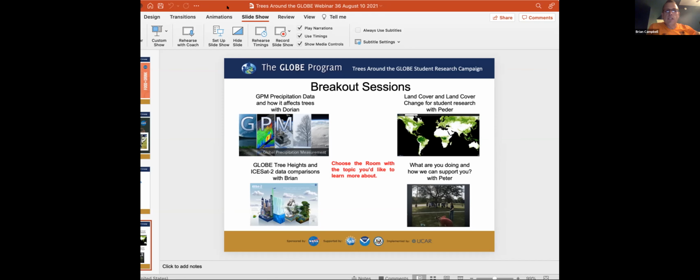But here are the breakout sessions again. GPM precipitation data and how it affects trees, that's with Dorian. Land cover and land cover change for student research with Peter Nelson. What are you doing, and how can we support you, with Peter Falcon. And GLOBE tree heights and ICESat-2 data comparisons with me. So this is what you're going to choose from.